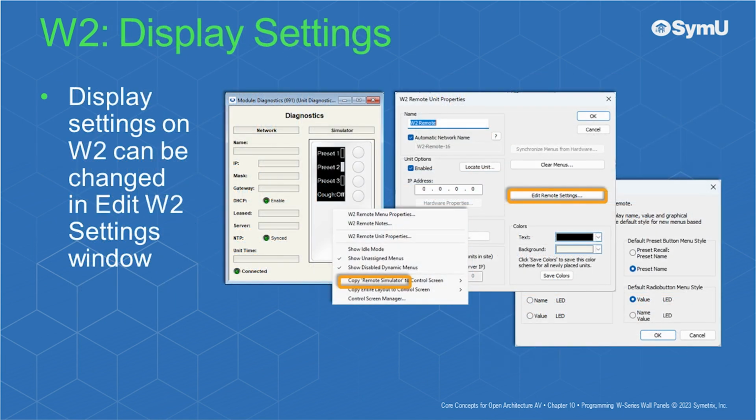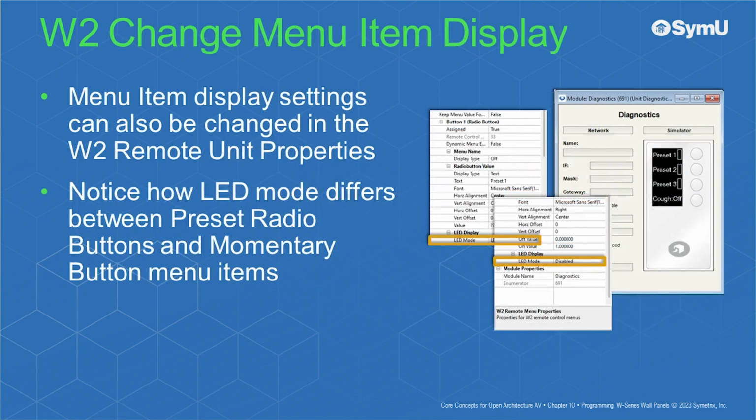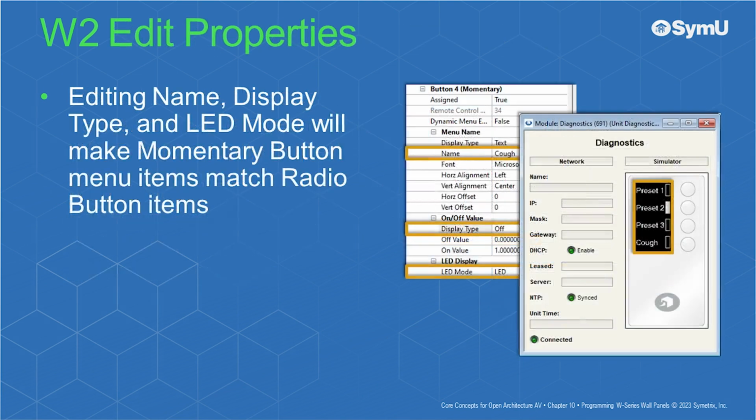Display settings on the W2 can be changed in the Edit W2 Settings window. Menu item display settings can also be changed in the W2 Remote Unit Properties. Notice how the LED mode differs between the preset radio buttons and the momentary button menu items. Editing the name, display type, and LED mode will make the momentary button menu item match the radio button items.